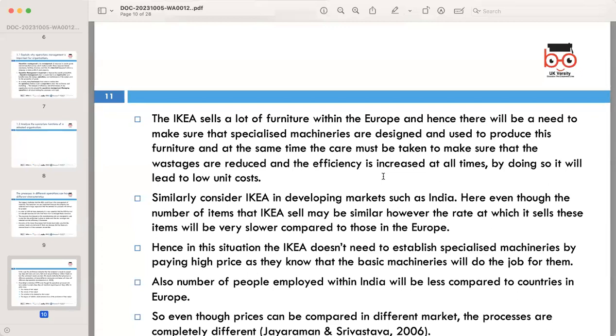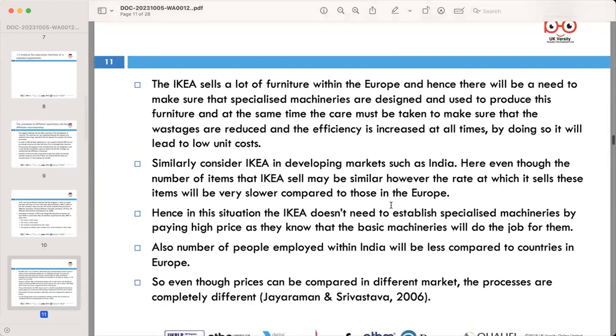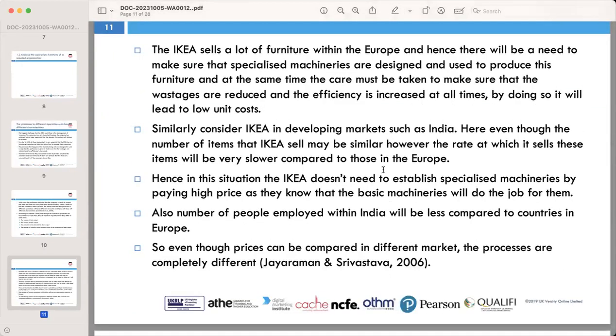In developing markets, let me give you an example. He was talking about, let's say, India, where demand for IKEA products may be similar in terms of the number of items sold, but significantly lower compared to the European market. In such cases, IKEA may refrain from investing in expensive specialized machinery and instead rely on basic equipment. The labor force in India is usually smaller compared to European countries.